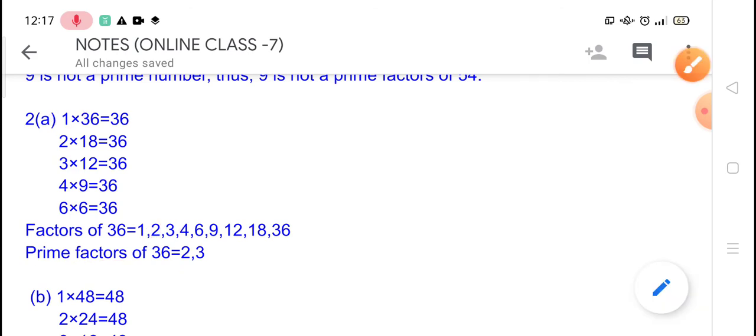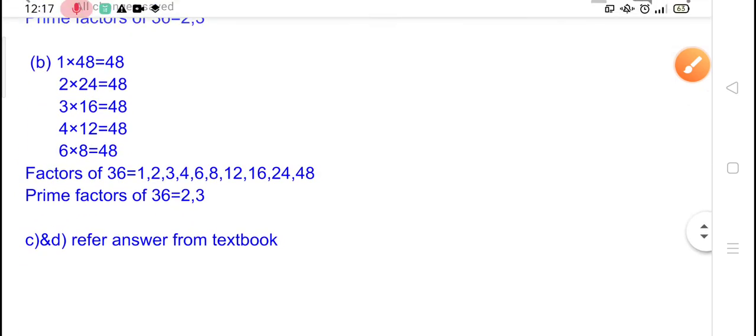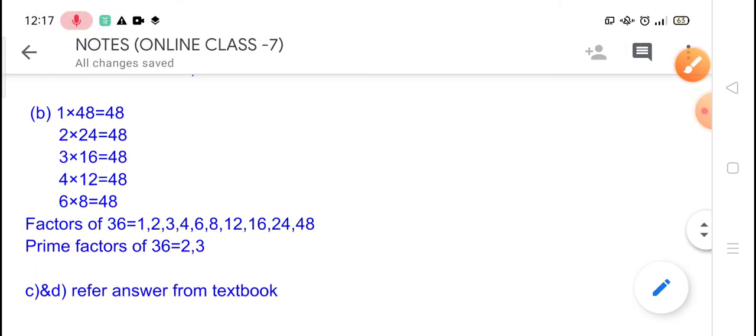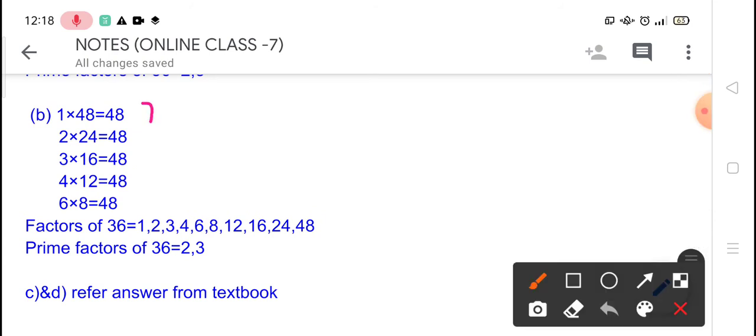Okay, how about question B? 48. Okay, so firstly it's also the same. We try to list out the multiplication, how we can get 48. And then we list out all the factors. Okay, typing error here, it should be 48. So all the factors of 48 are all this. But we haven't completed. We need to continue with prime factors. So from the factors, we list out only the prime numbers, which are 2 and 3 only. So the answer is 2 and 3.